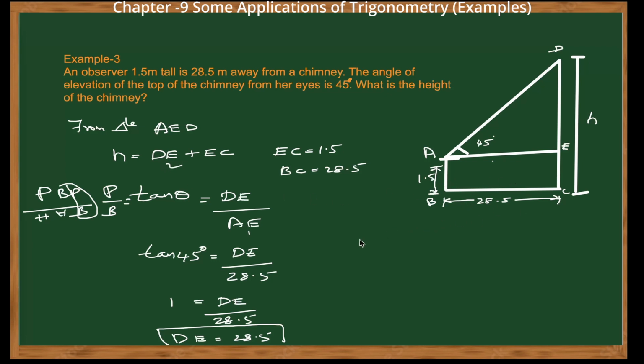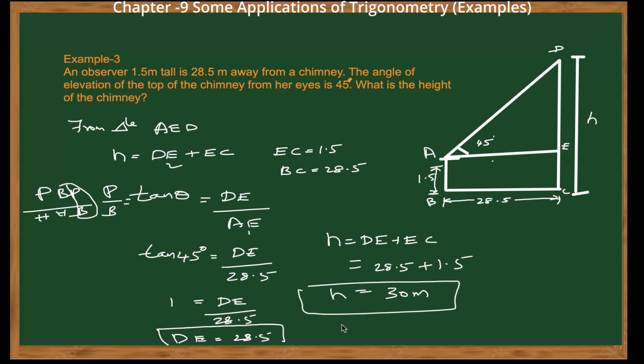So we need to find the height. Height is nothing but DE plus EC. DE we got as 28.5, plus EC, which is 1.5. So 28 and a half, 29, 30. It becomes 30 meters. Therefore, the height of the chimney is 30 meters.